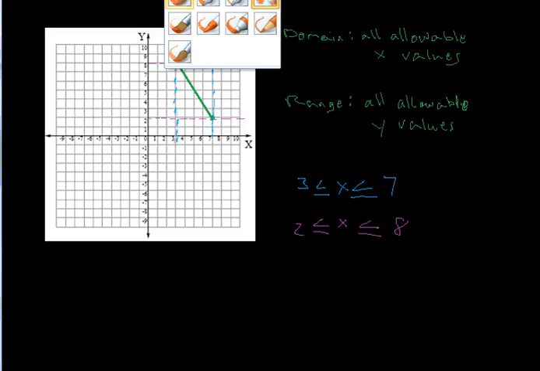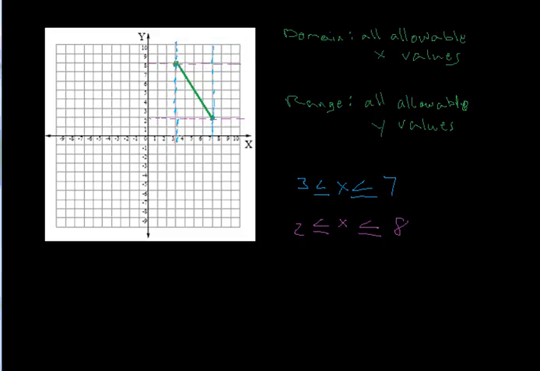So another way of looking at this is to say the domain is all of the values between 3 and 7 that I'm highlighting right here, and the range is all of the y values between 2 and 8 right here. So I'm just highlighting the range here. Let me change the pencil again. Here I have my range in purple. I have my domain and my range for this particular relation.